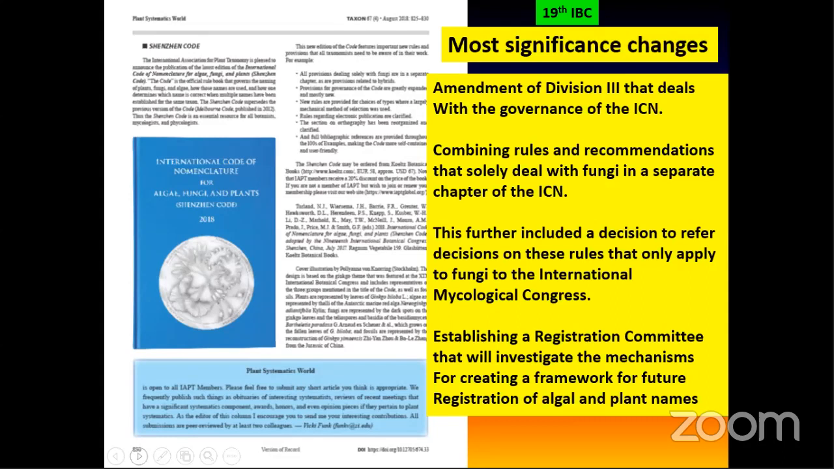And establishing a registration committee that will investigate the mechanism for creating a framework for future registration of algal and plant names. This is one important thing. So we have to register all the names. Suppose we publish a new taxa, that should be registered in the common platform. So that has evolved.